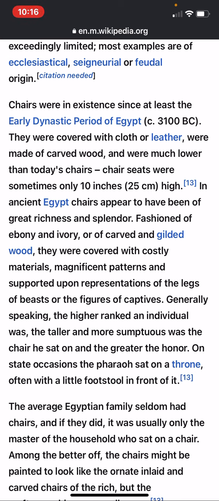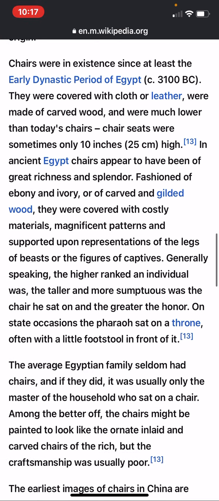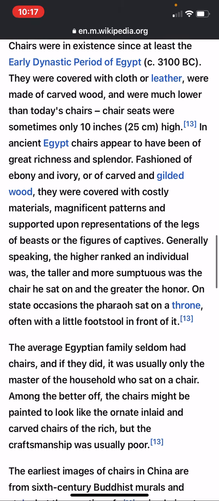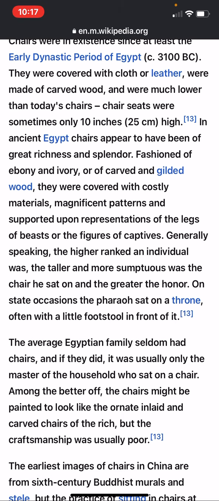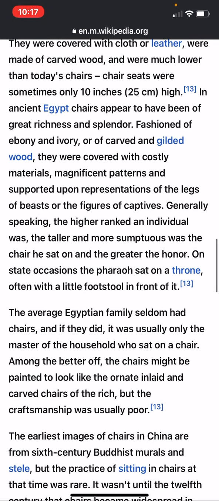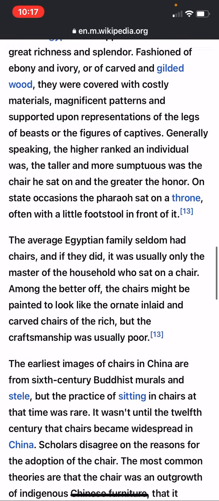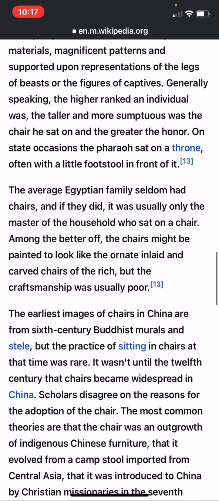They were covered with cloth or leather, were made of carved wood, and were much lower than today's chairs. Chair seats were sometimes only 10 inches or 25 centimeters high. In ancient Egypt, chairs appear to have been of the greatest richness and splendor, fashioned of ebony and ivory and carved and gilded wood. They were covered with costly materials, magnificent patterns, and supported upon representations of the legs of beasts or the figures of captives.